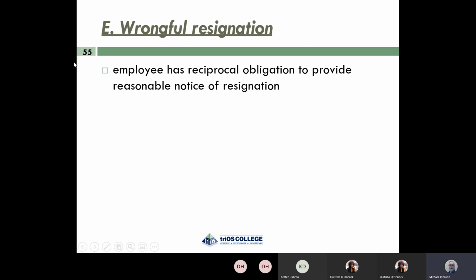Wrongful resignation. Employee has reciprocal obligations to provide reasonable notice of resignation. This could actually be part of your contract as well. We talked about that earlier, but you should be giving your company at least a week to 2 weeks, and in most cases, 2 weeks. But it can be a shorter period of time, depending on whether or not they want you to leave.